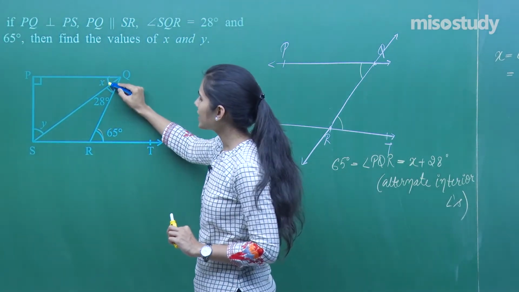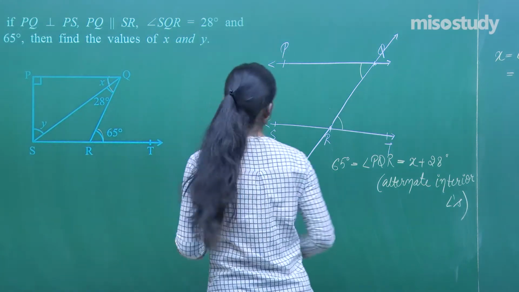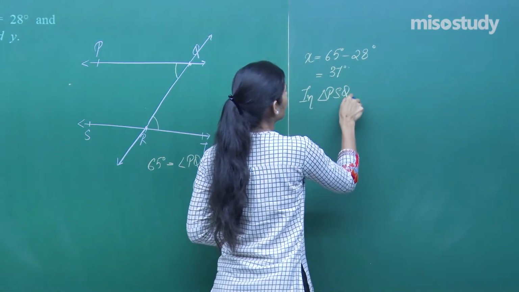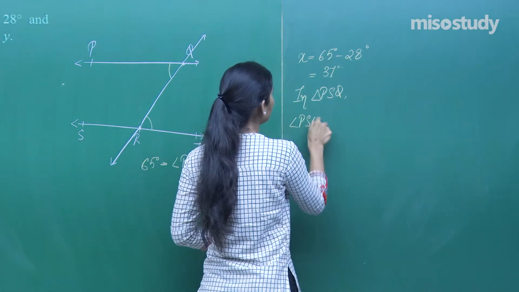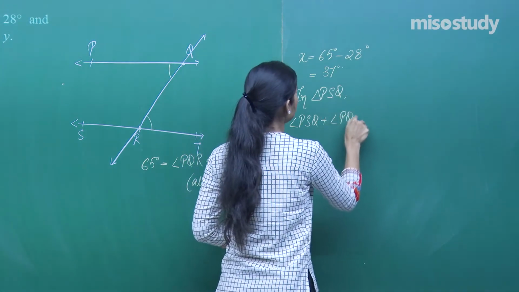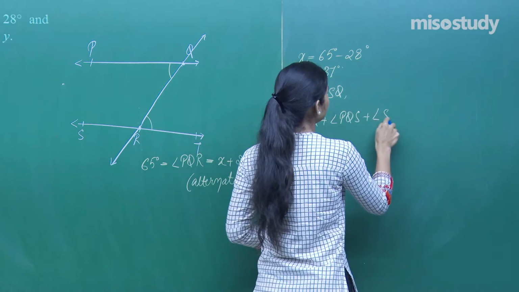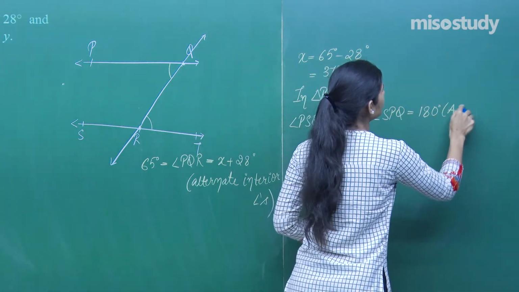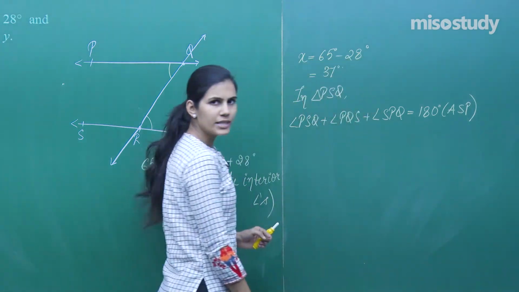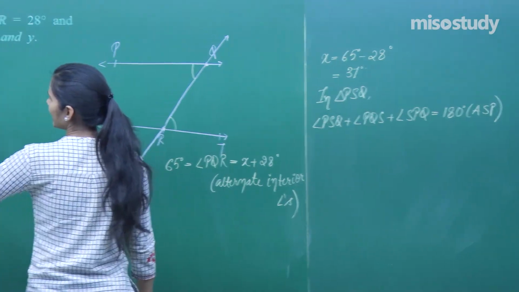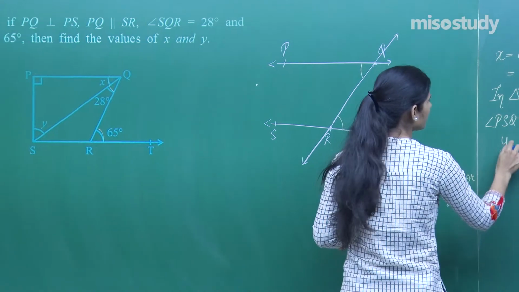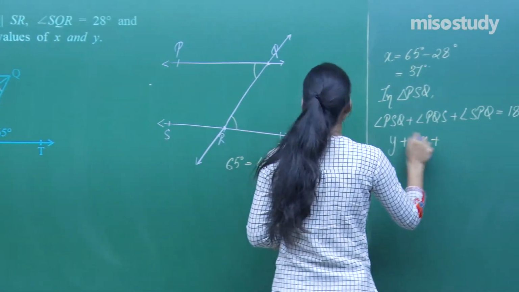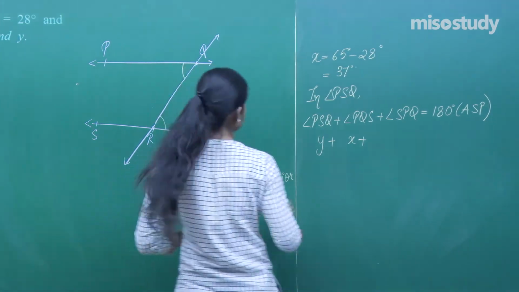The moment I have got X, focus upon the triangle PSQ. In triangle PSQ, by angle sum property, I know angle PSQ plus angle PQS plus angle SPQ is 180. What is angle PSQ? Angle PSQ is Y, angle PQS is X, and angle SPQ is 90. It's given to me.